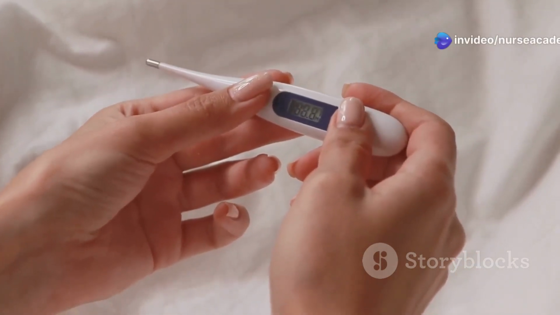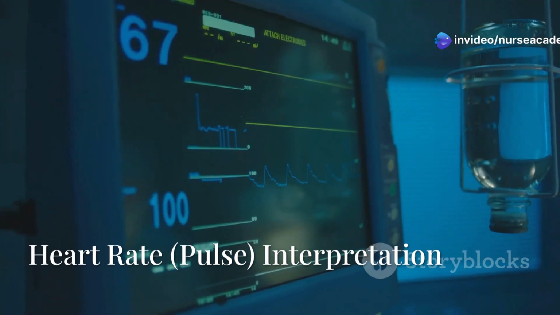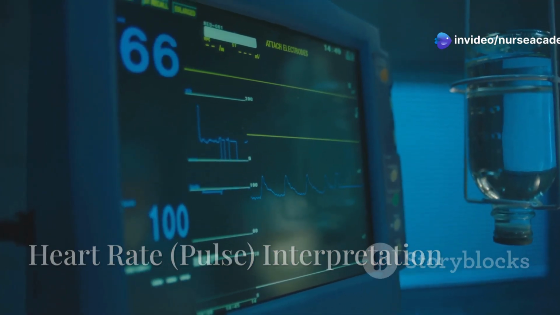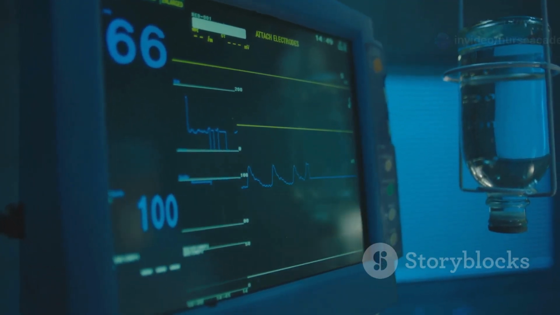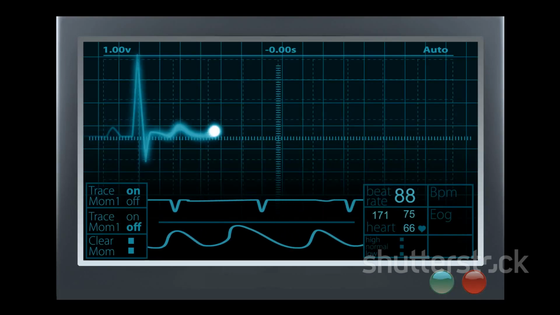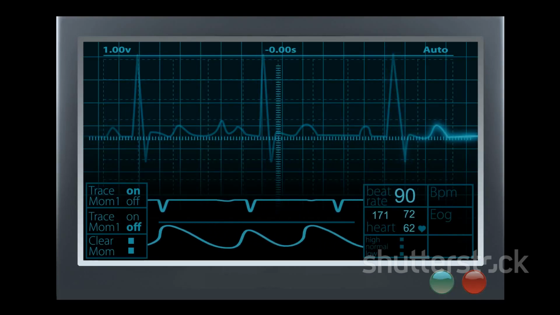Normal temperatures to confirm accuracy. Next, let's talk about the pulse rate, the number of heartbeats per minute. The normal range is 60 to 100 beats per minute.